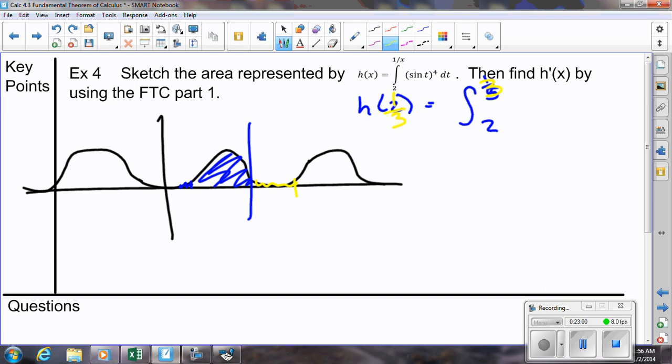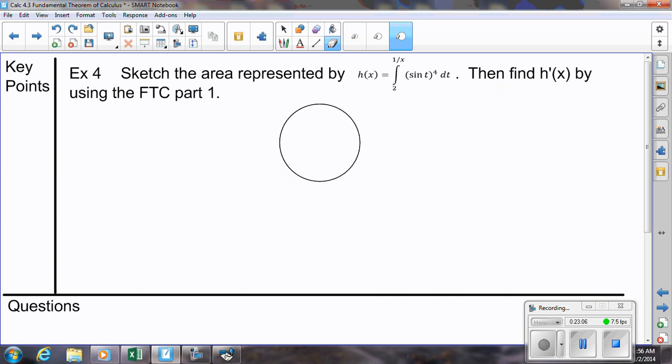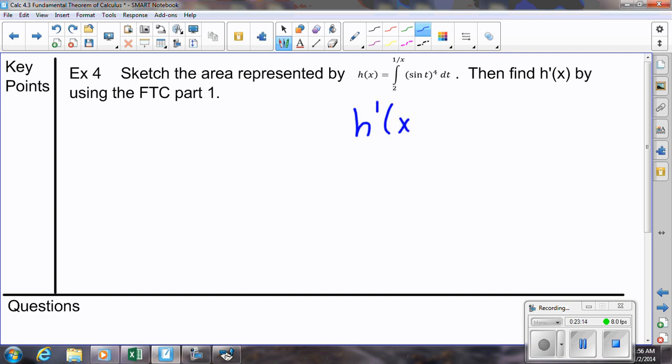So we can have the rough sketch of the area, but ultimately what we're trying to do is use the fundamental theorem of calculus to get the derivative. Most students are just going to say, well, hooray, we've got sine of t to the fourth, or sine of x to the fourth. This is wrong. Why?